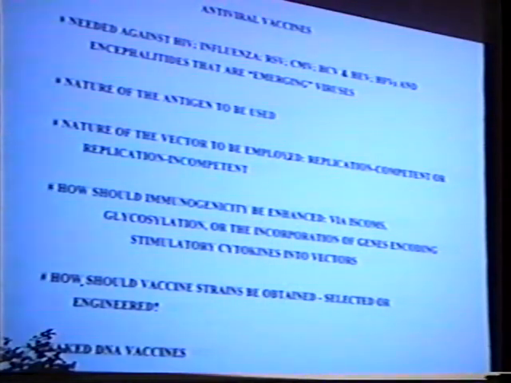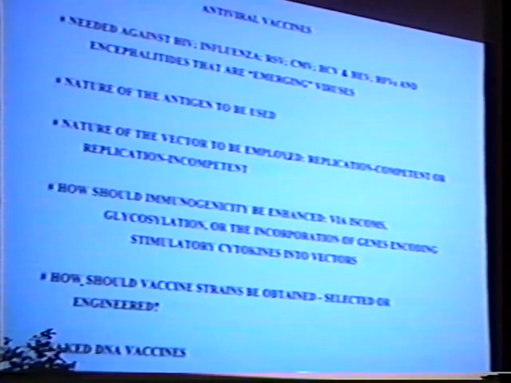Now, there are a number of viruses against which we badly need vaccines at this time, and I've listed them up there. Take influenza virus. A new attenuated influenza virus vaccine has recently been licensed by the FDA, and that looks extremely good. But we certainly need a vaccine against HIV, human immunodeficiency virus, respiratory syncytial virus, cytomegalovirus, hepatitis C and E viruses, and hemorrhagic fever viruses and encephalitides, that are emerging viruses.